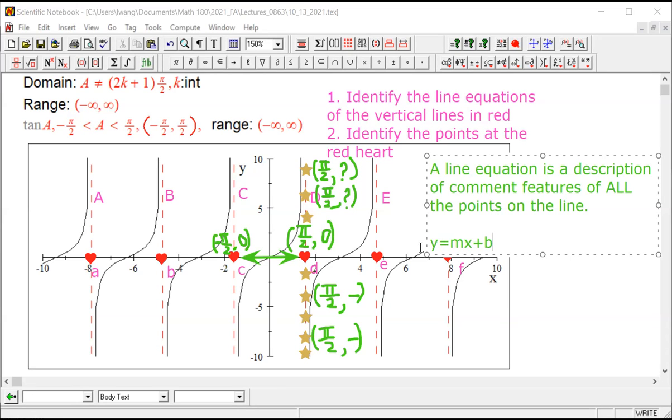This is a common feature of all the points on the line, if this is to describe a line. That line has what common features? They have the same slope. Between any two points, they have the same slope. B, that's the y-intercept. That's a common feature. But this form is not fitting to describe the vertical line.